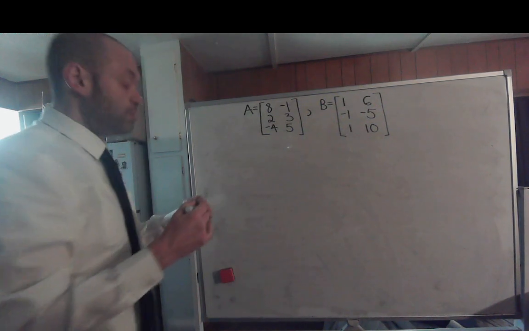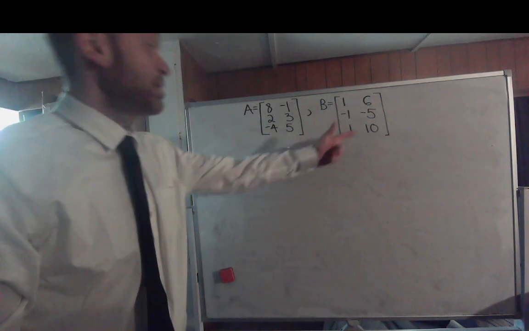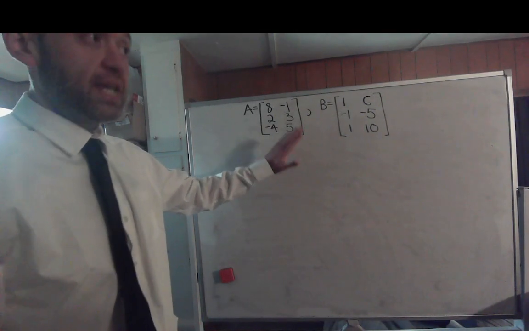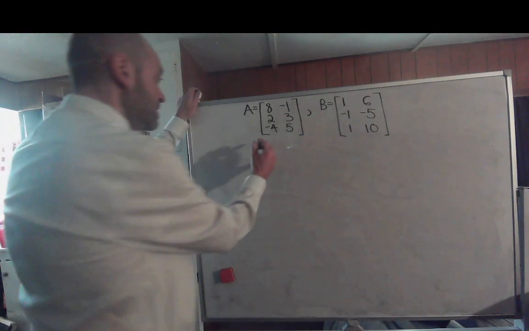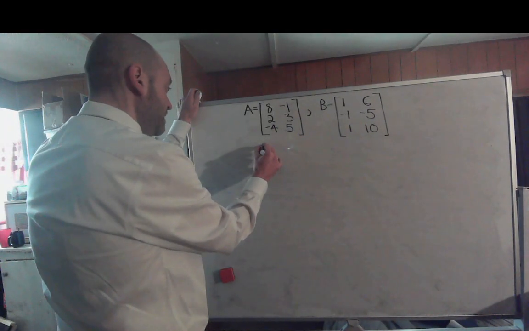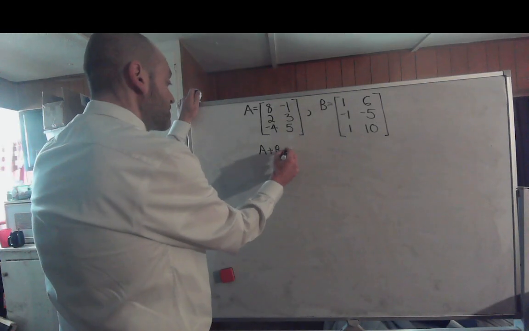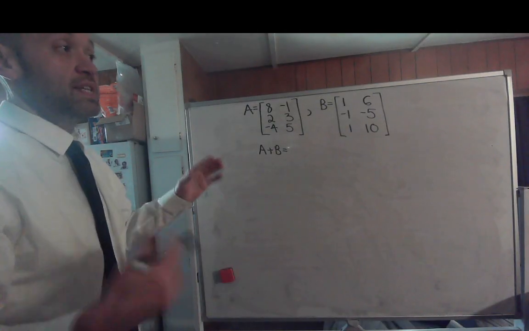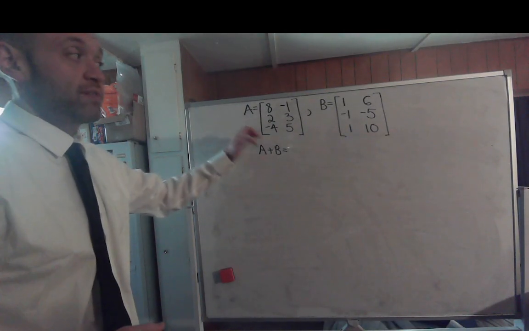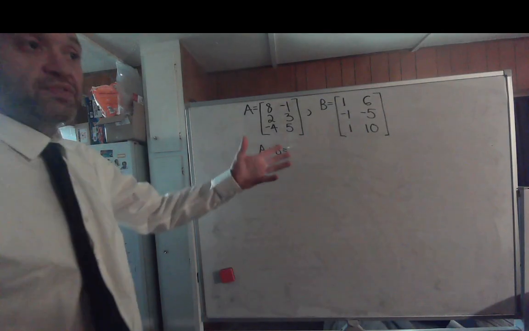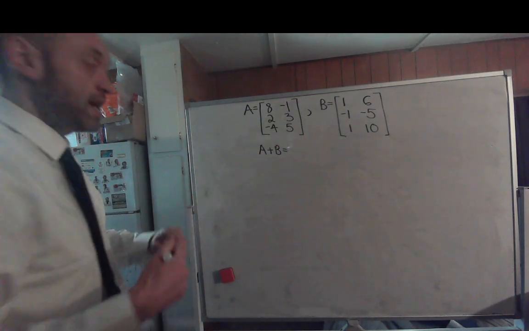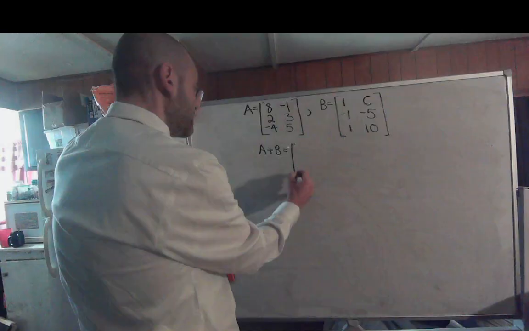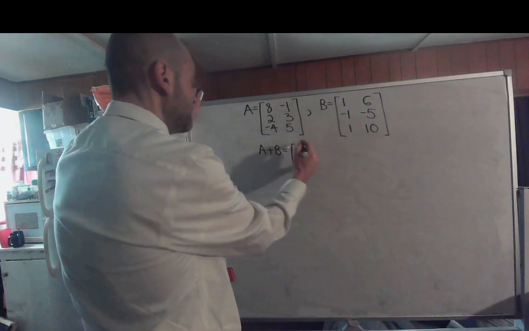Alright, well, both of these are 3 by 2 matrices, 3 rows, 2 columns. They're the same dimensions. We can definitely add these. Let's just do a simple A plus B. So the good news is for matrix addition and subtraction, these don't have to be square matrices. As long as they have the same dimensions, you can add or subtract them.